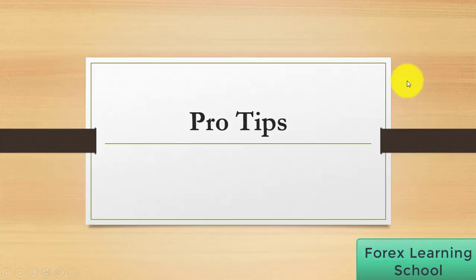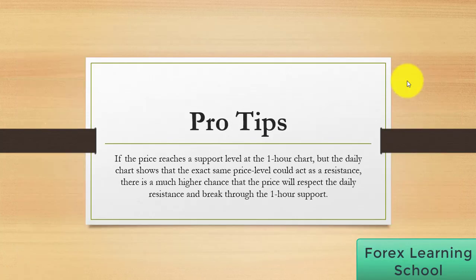One pro tip for you. If the price reaches a support level at the 1 hour chart, but the daily chart shows that the exact same price level could act as a resistance, there is a much higher chance that the price will respect the daily resistance and break through the 1 hour support.